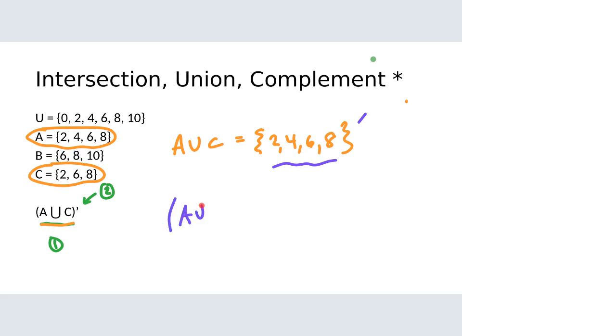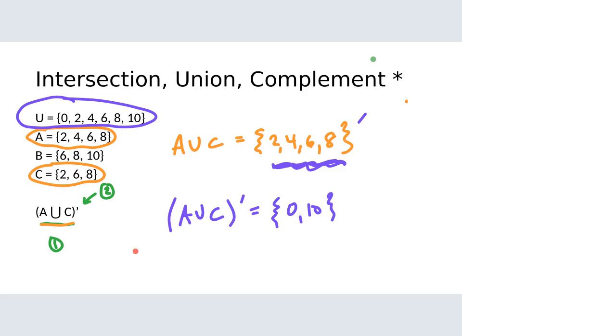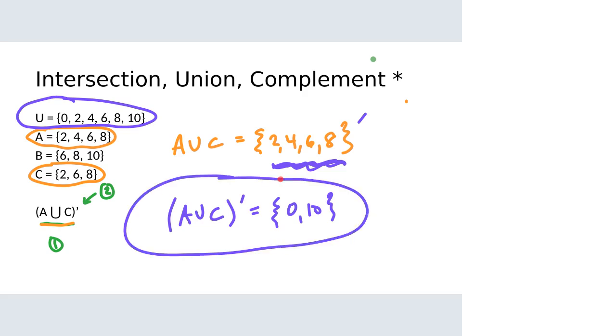So that A union C complement is going to be everything that's in the universal set that's not in here. Everything outside A union C that's in the universal set. Let's see, that's going to be 0, 2, 4, 6, 8 are in there, and 10. And that's it. So A union C complement is just 0, 10. Let me know if you have questions on that one that didn't get addressed when we talked through it.